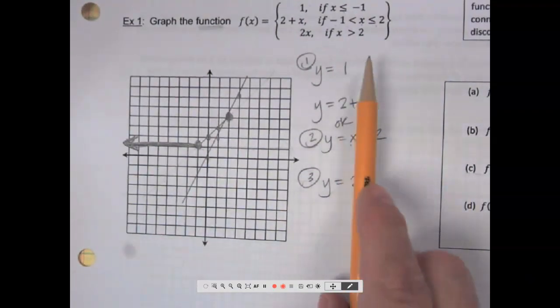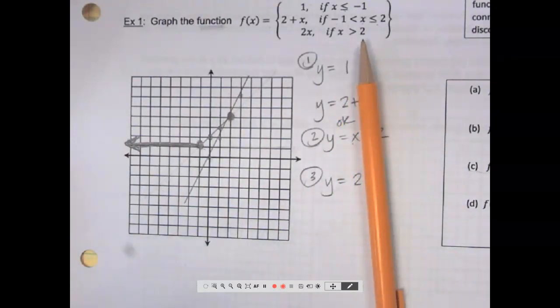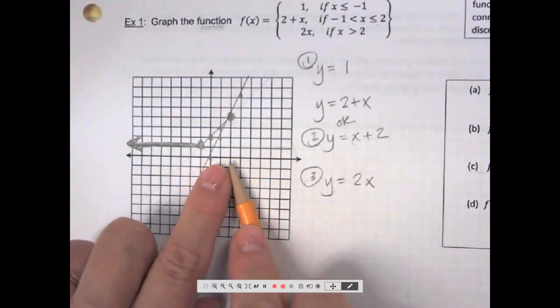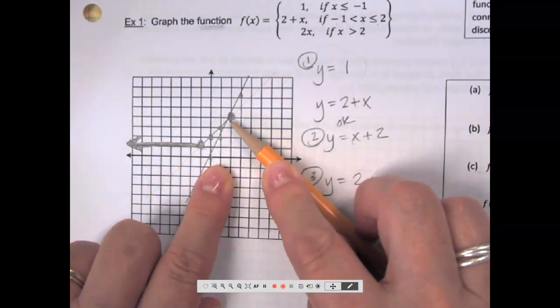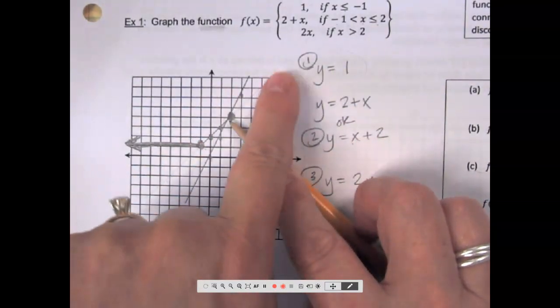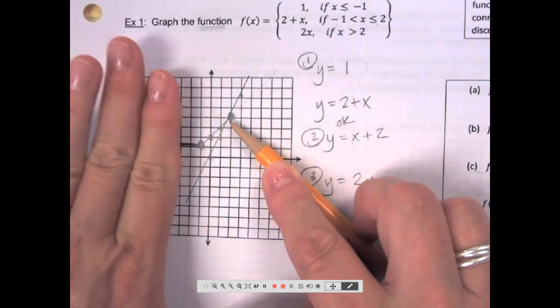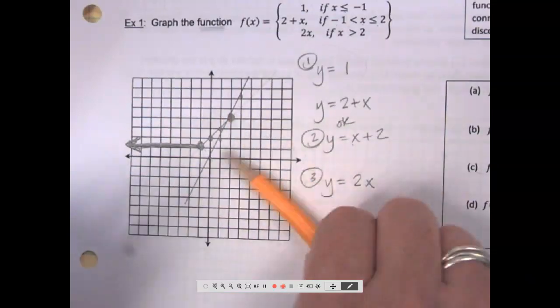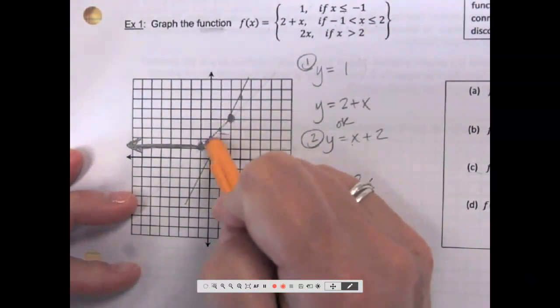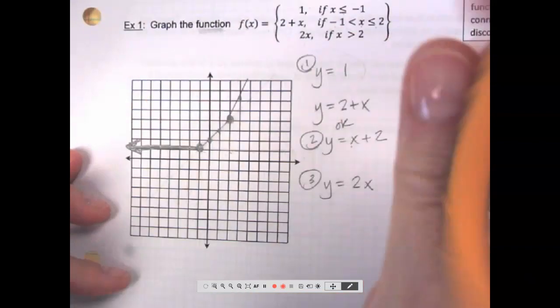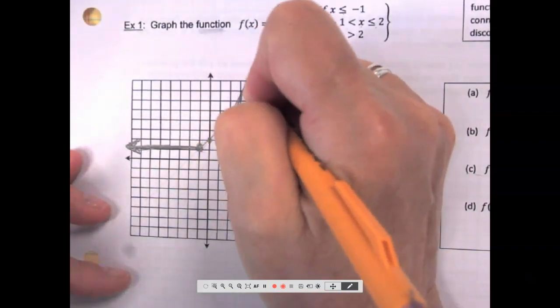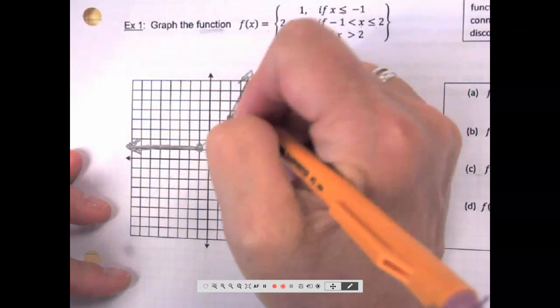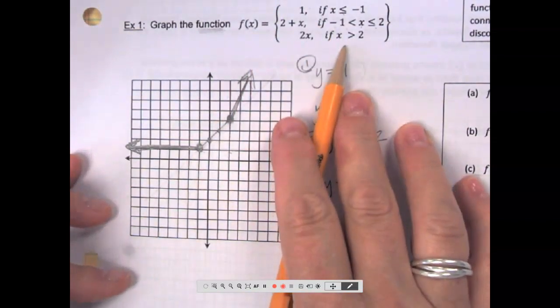But now I have to go back and say, all right, let's check out this domain restriction. I only want it graphed where x's are greater than 2. Okay, so I'm going to go where x is 2, which is right there, and greater than 2 is to the right. Everything over here, I don't want. So I'm going to erase all of this part of the line and just keep this part of the line. And it's going to go on forever because it can be anything greater than 2.